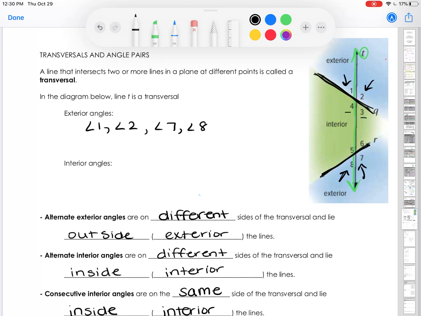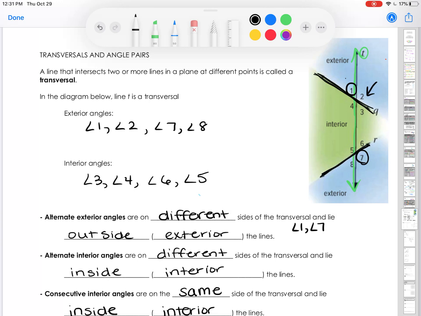For the interior, we have angles 3 and 4, and we have angles 5 and 6. All right, so we also have names for these different groupings of angles. If I were to look specifically at what we call alternate exterior angles, we'd be looking at the angles that are outside but on different sides of the transversal. So that would be angle 1 and angle 7.